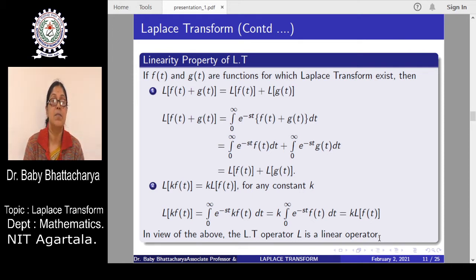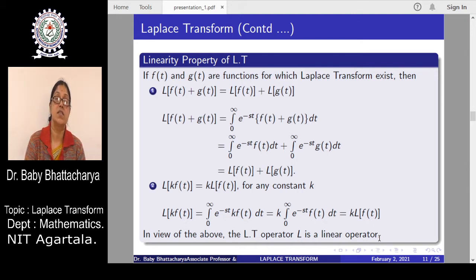Now, whenever we multiply the function f(t) by a constant k, that is k times f(t), what is the Laplace transformation of that function? In terms of the definition, the Laplace transformation of k times f(t) is the integral from 0 to infinity of e to the power minus st k f(t) dt. So k is out of this integration as a constant, and we get k times the Laplace transformation of the function f(t). In view of these two properties, we conclude that the Laplace transform operator L is a linear operator.